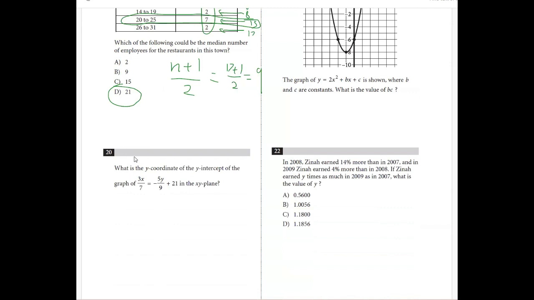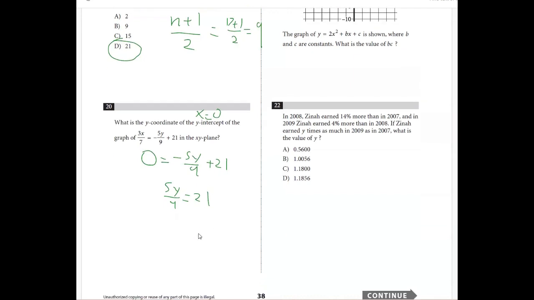What is the y-coordinate of the y-intercept of the graph of 3x over 7 and all of this in the xy-plane? All you gotta do is set x equal to 0, put that over here, and it becomes 0 equals -5y over 9 plus 21. 5y over 9 is equal to 21. We can solve for y. y is equal to 189 over 5. So 189 over 5 is the correct answer.